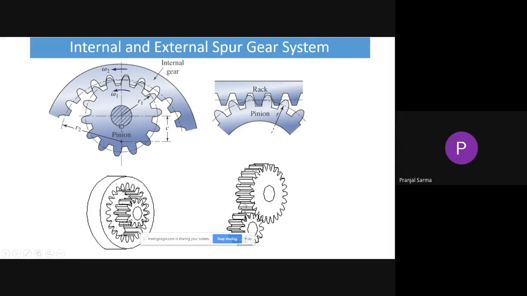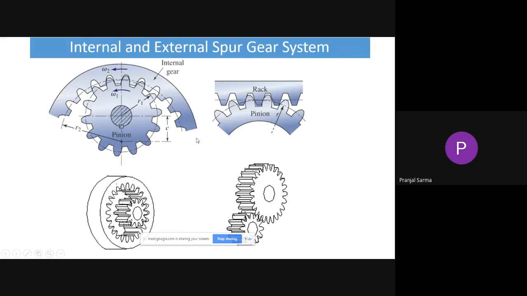If this is the axis, throughout the length we have the axis this way, and in that case the teeth are straight and parallel to this particular axis. By looking at the gear, you can indicate whether it's a spur gear or not. Similarly, we can have rack and pinion, which we are also going to discuss. Up to this much, I believe all of you have understood.